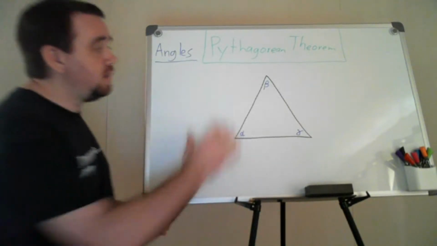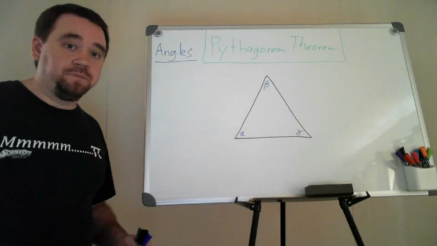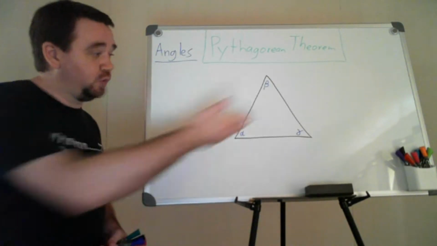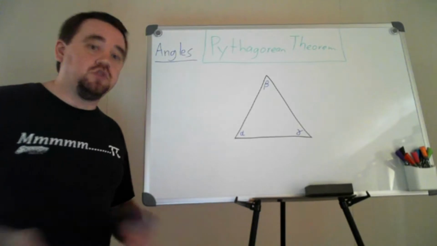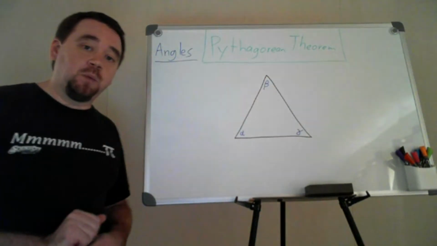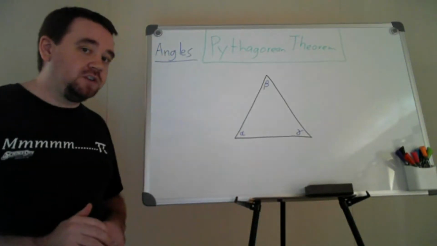All right? So here I've drawn a generic triangle, and just as the name implies, there are three angles. And by convention, we use Greek letters to label them. Angle alpha, angle beta, and angle gamma. And we're going to show how these three angles are related to each other.